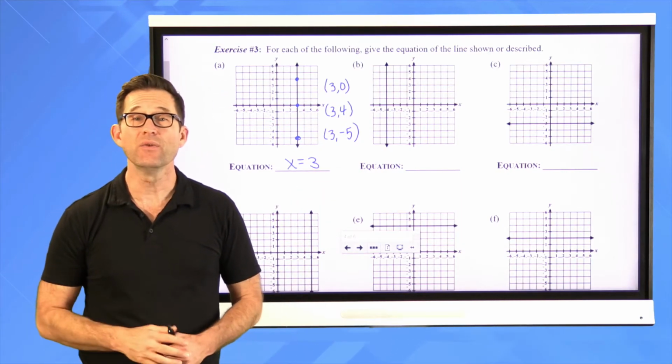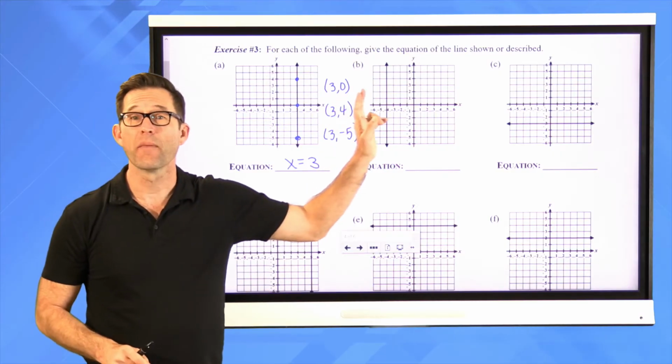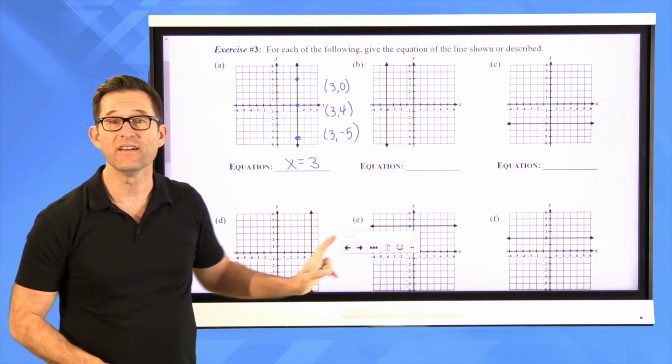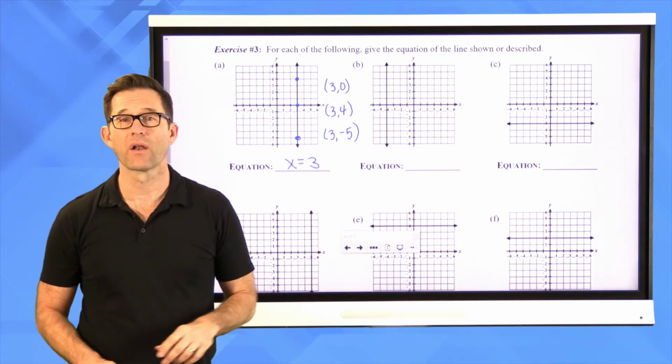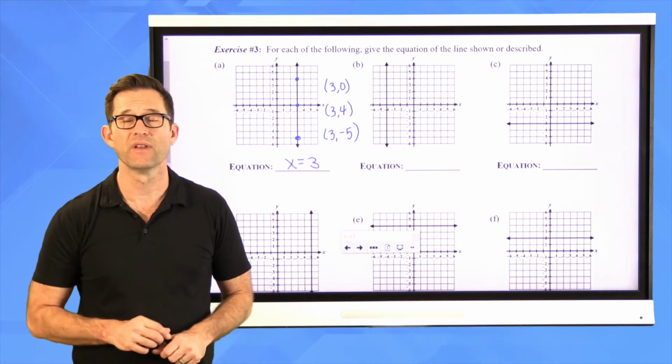So what I'd like you to do is I'd like you to do that for the remainder of B, C, D, E, and F. Try to come up with the equations of all of those horizontal and vertical lines. Pause the video now.